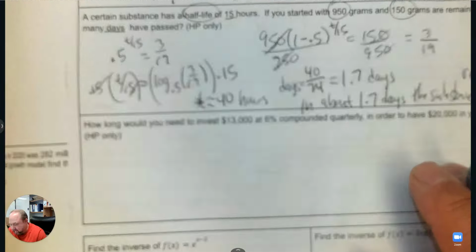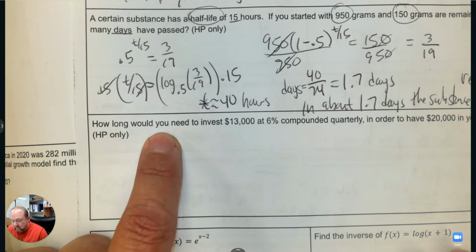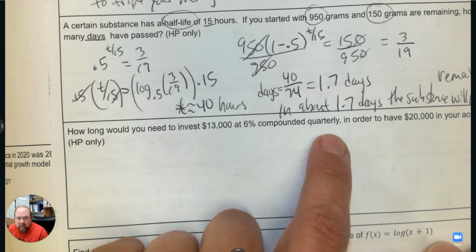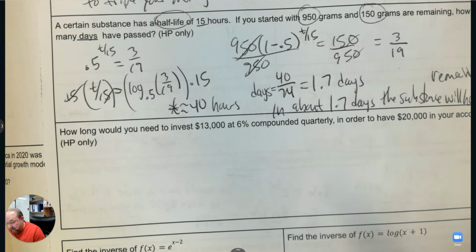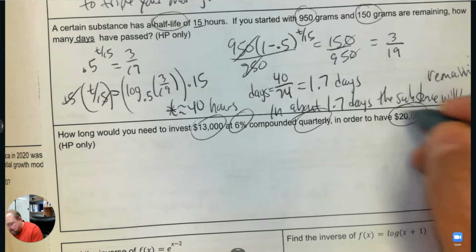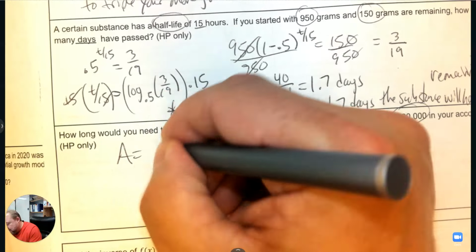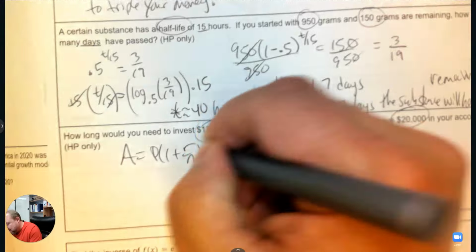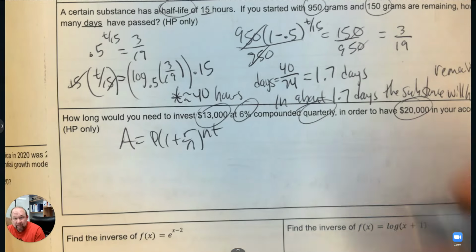Another one for my HP friends. How long would you need to invest $13,000 compounded quarterly in order to have that? So the numbers I need, I see the numbers. I need quarterly and this. So I need to know the formula for compounded interest. So I'm going to write down that formula. And I'm going to plug in.